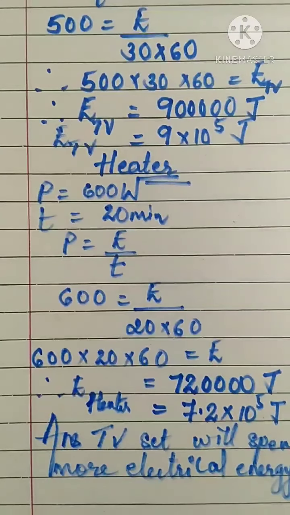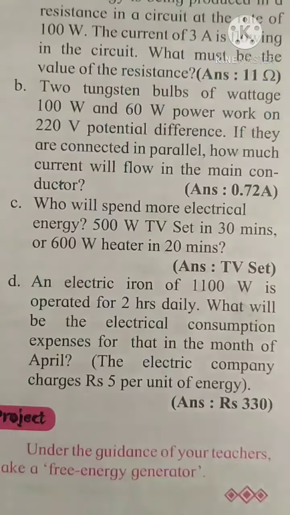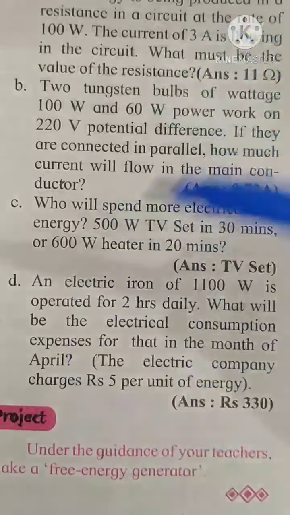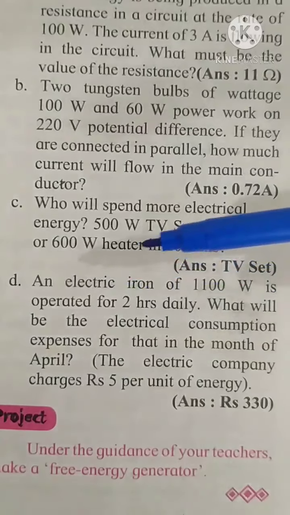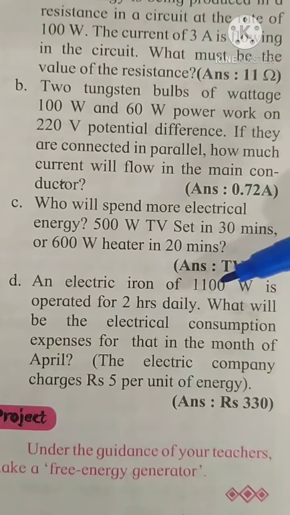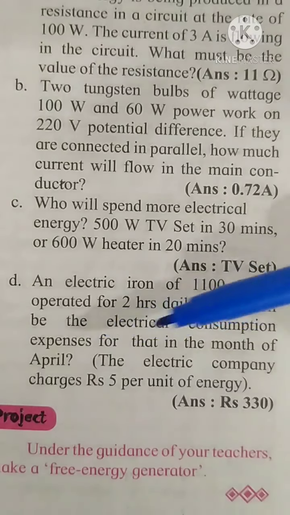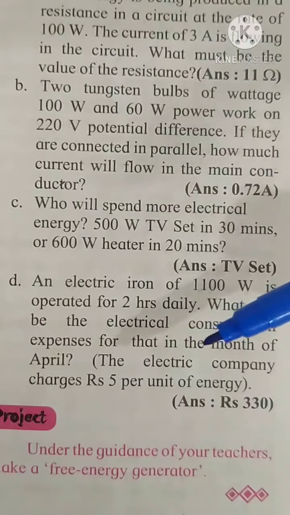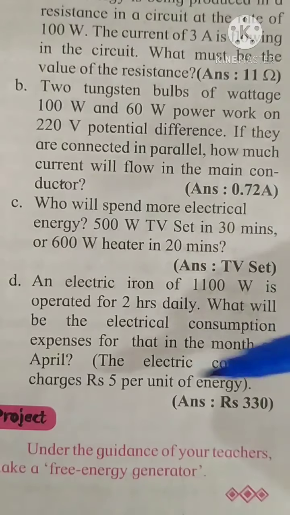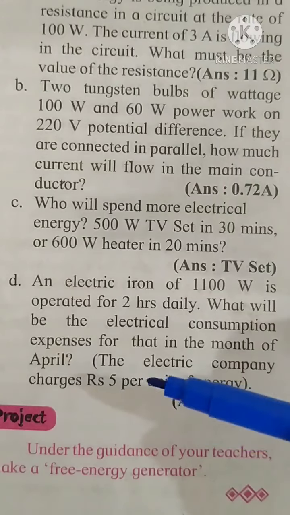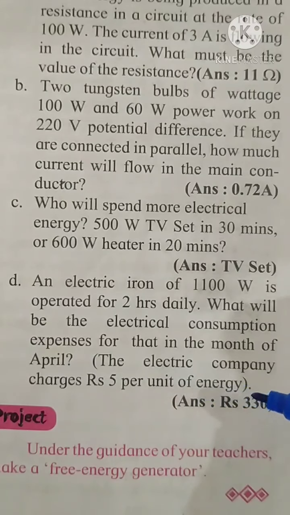Okay, my dear bachas, have all of you understood now? Now we move on to the last sum. An electric iron box of 1100 watts is operated for 2 hours daily. What will be the electrical consumption expenses for that in the month of April? The electric company charges 5 rupees per unit of energy.